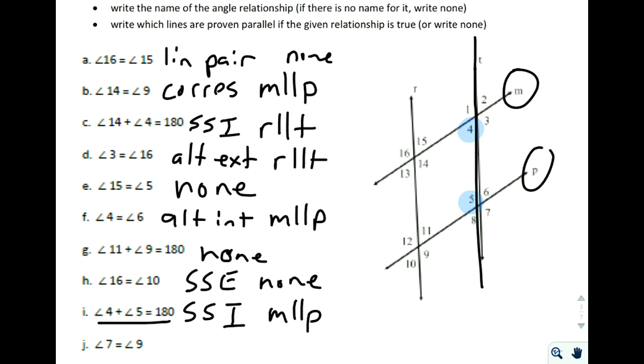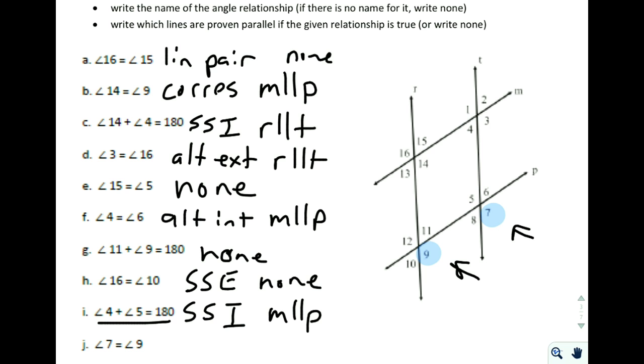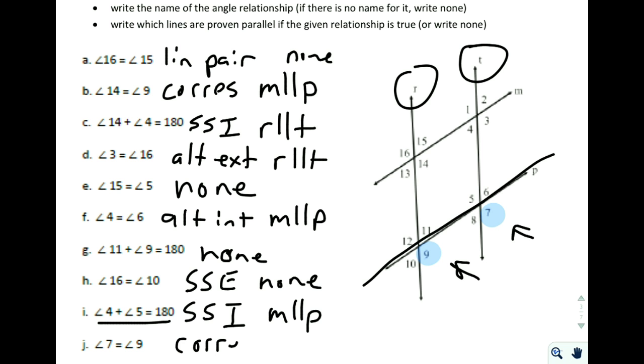Finally, last one, we have angle 7 and angle 9. Those two are going to be corresponding. They're in the same position in both sets here. Our transversal is P, which means we are connecting lines R and T. Corresponding angles will give us parallel lines, so corresponding, and we have R is parallel to T.